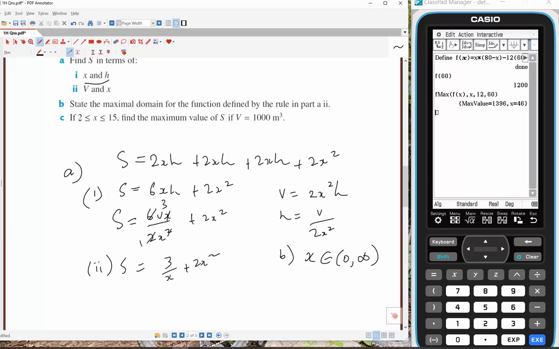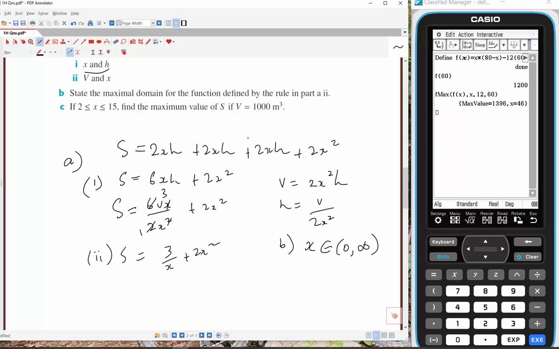If x is between 2 and 15, find the maximum value of S if V is equal to 1000. Okay, so C. Oh, I forgot the V there. So yeah, that's part 2. Sorry about that, I forgot to put the V in. So that's going to be S equals 3 lots of V, where V is 1,000, so 3,000 over x plus 2x squared.